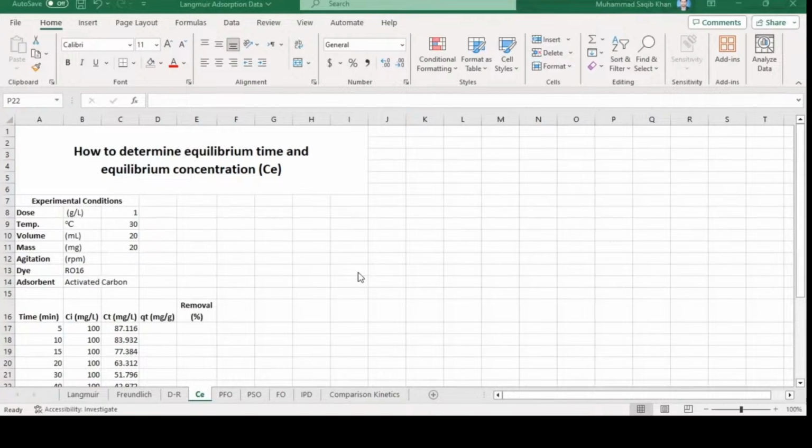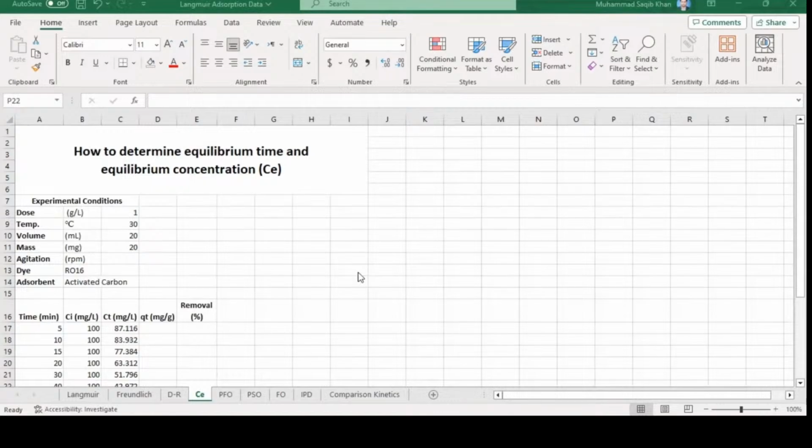In some cases, you can run the experiment for 24 hours, 6 hours, or 10 hours. It depends upon the performance of your adsorbent, till what time it can adsorb the maximum concentration. In our case, as I told you, we ran the experiment for 3 hours.